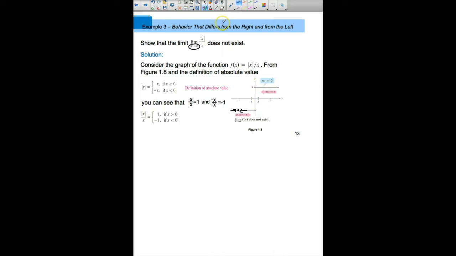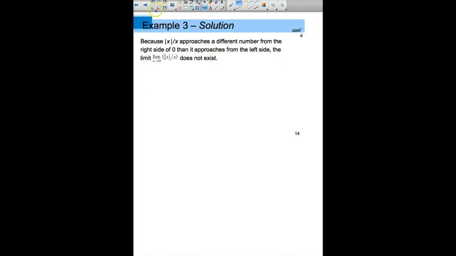So if the behavior differs from the right and from the left, the graph does not have a limit at that point. So that's one that fails to exist. Other things that fail to exist. So this is the one we just talked about. f of x approaches a different number, so the y value is a different number from the right side of c and from the left side of c.